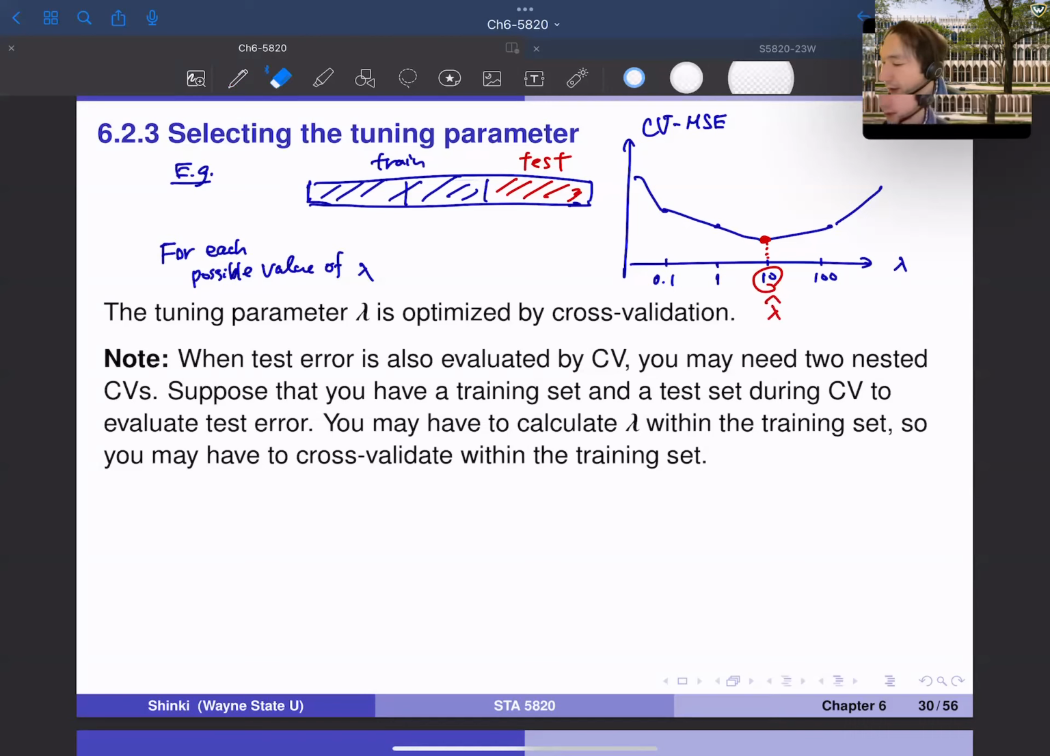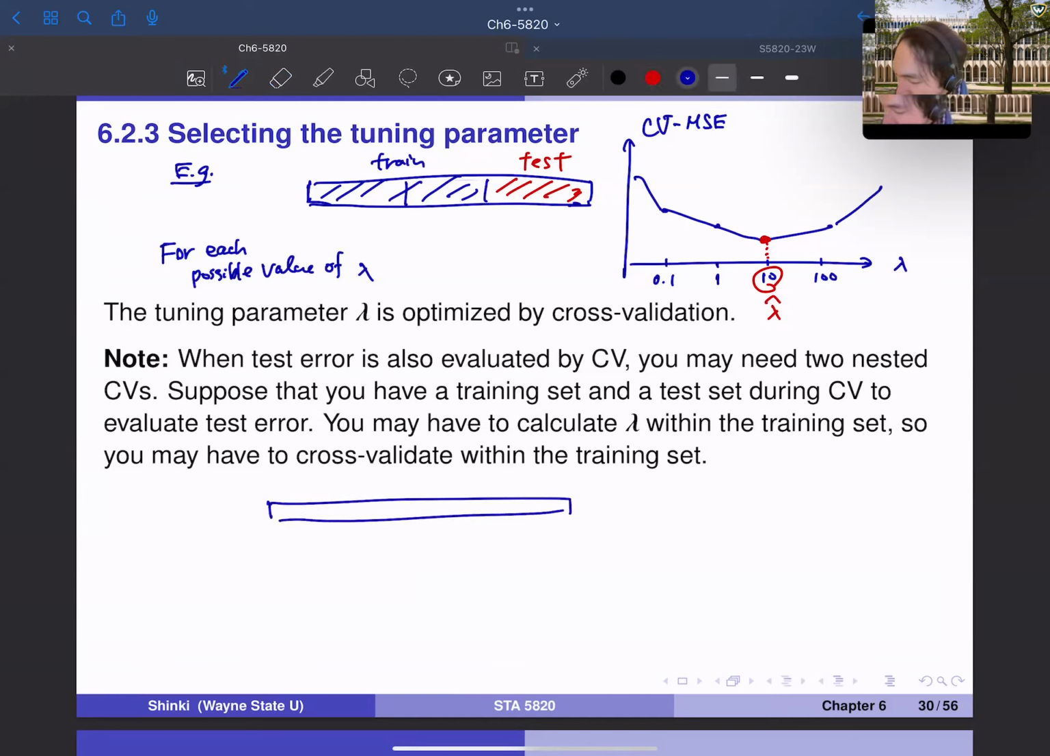But sometimes we want to evaluate the expected error size. If we use cross-validation to choose lambda, we cannot really calculate the expected mean square error by cross-validation. So in such a case, we have to go with a two-step approach. Maybe we divide the original data set. Suppose we have the original data set here, and we get the training set and the test set.